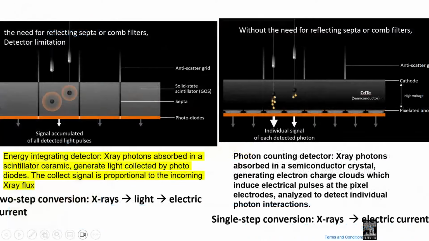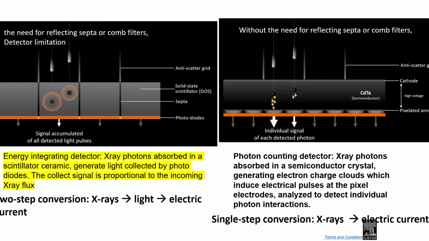So this is just an illustration showing an electron generated by the X-ray source. In order for us to differentiate the location of where they come from, we need what we call septa, and this is a solid state scintillator. It converts X-ray into light, and then into electrical current.